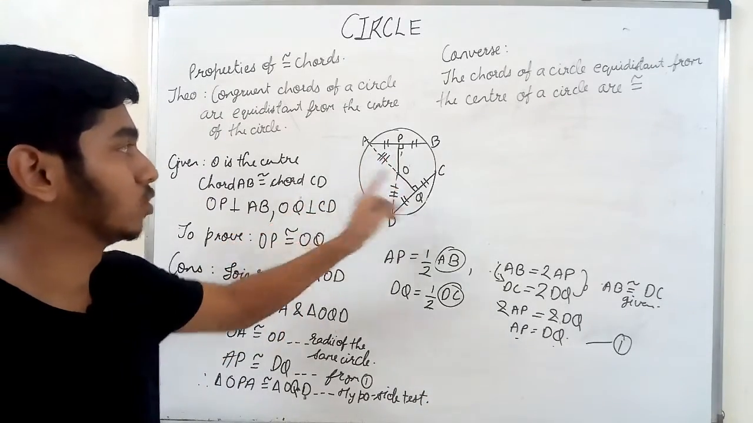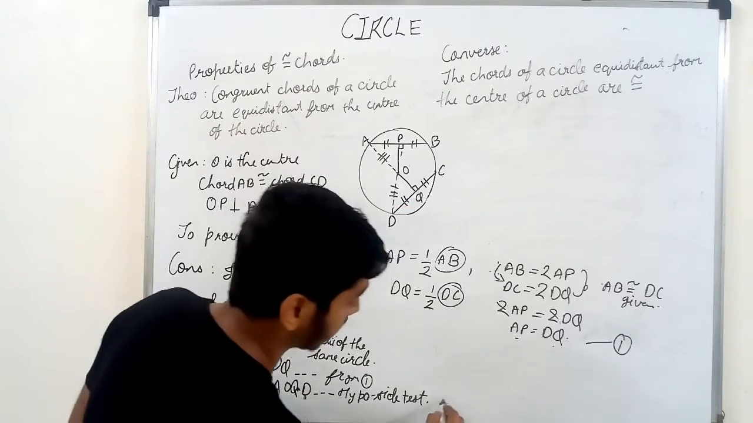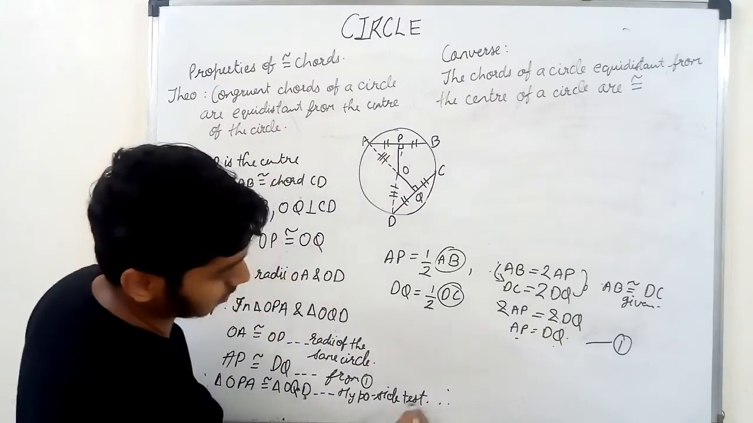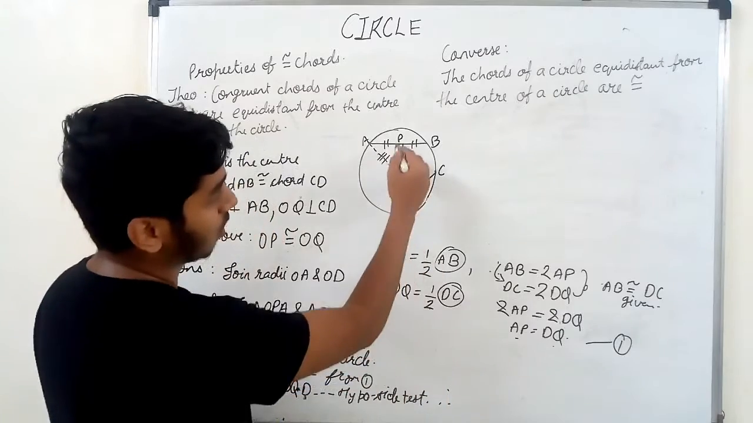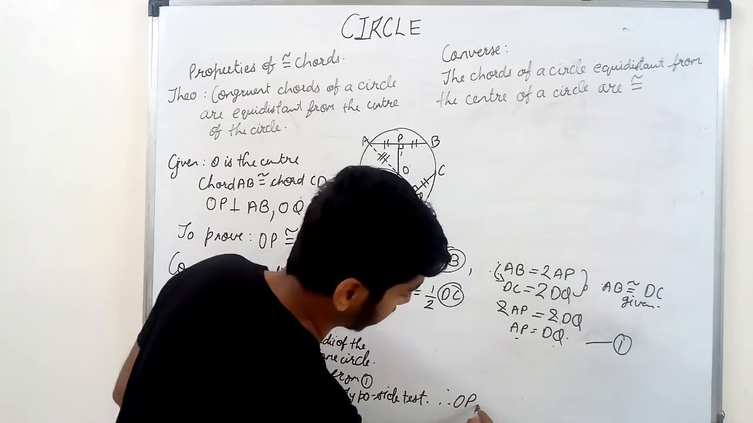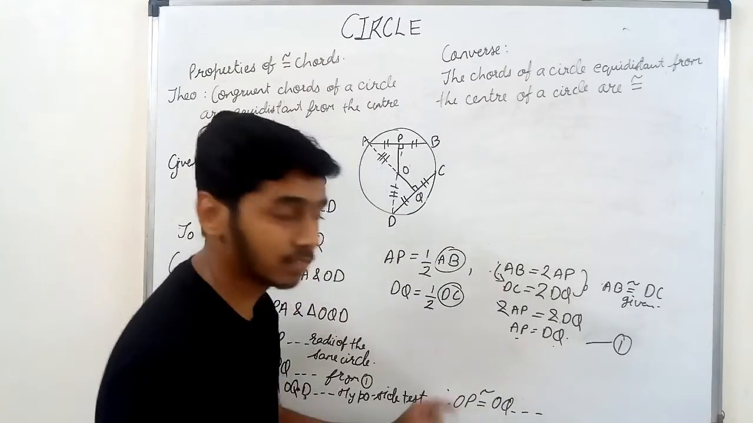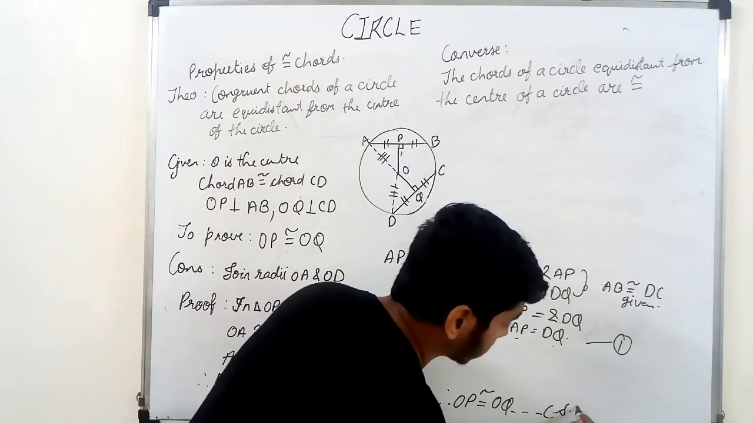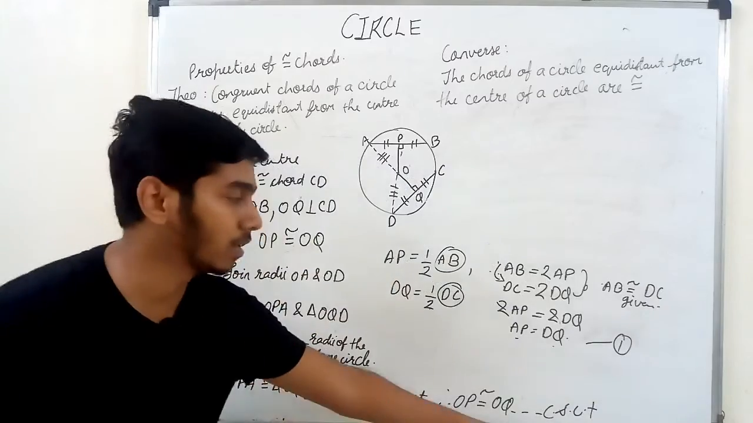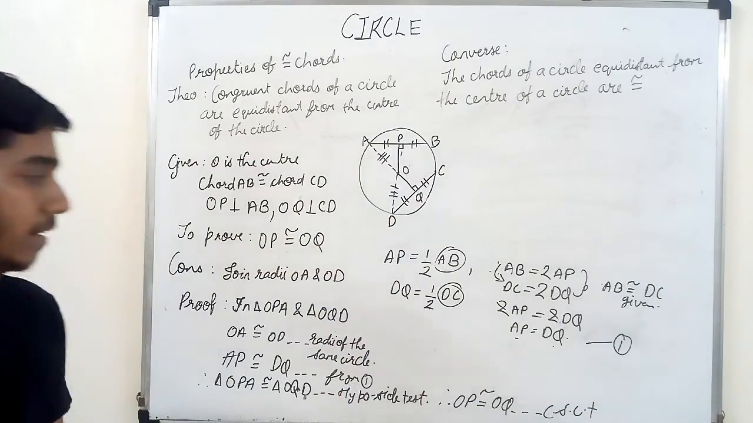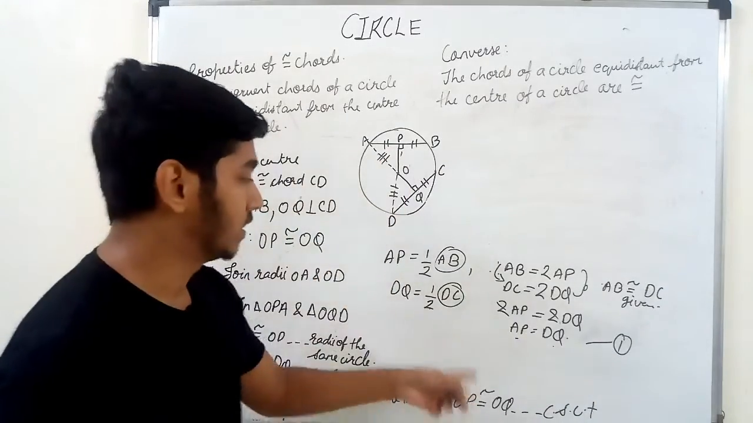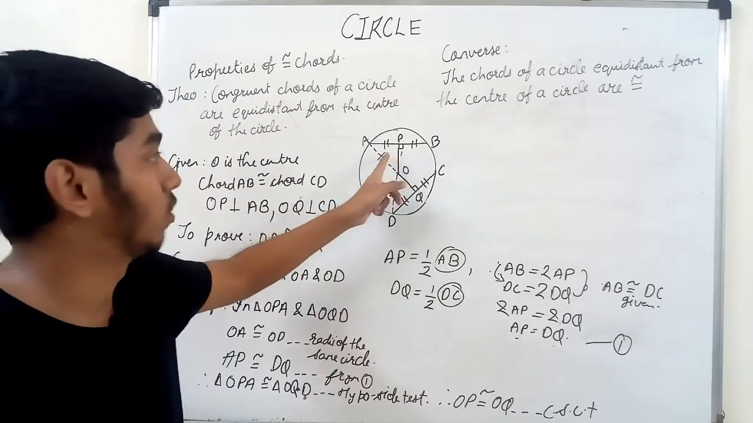We proved these two triangles to be congruent. Therefore we can say that, right after this step, therefore OP is congruent to OQ. Reason for this, CSCT, corresponding sides of congruent triangles. Okay, so it's easy to understand. I hope you have understood this.